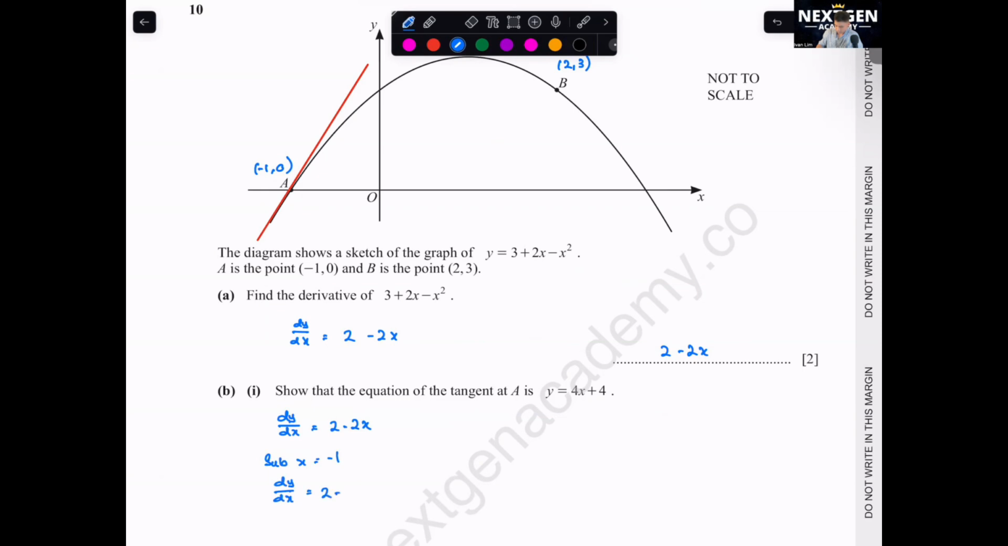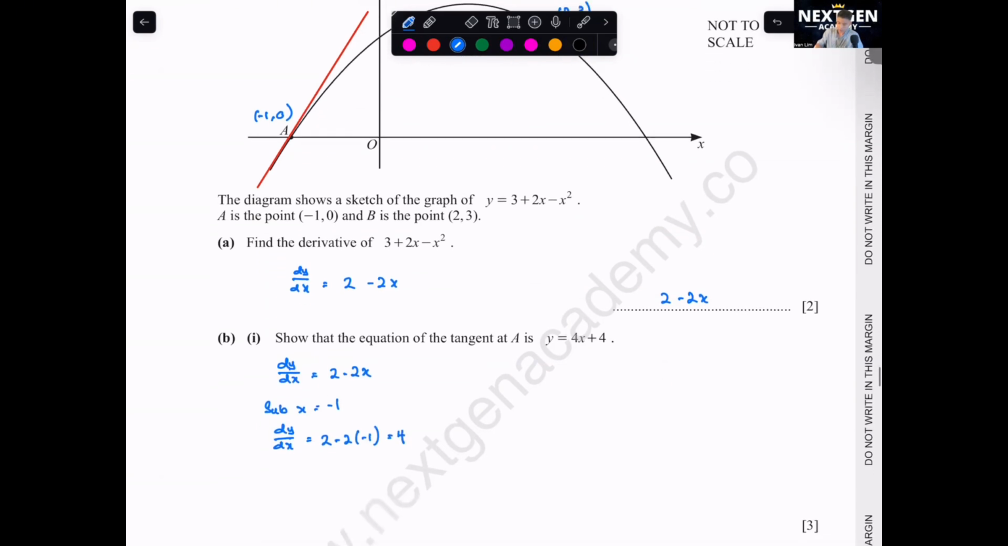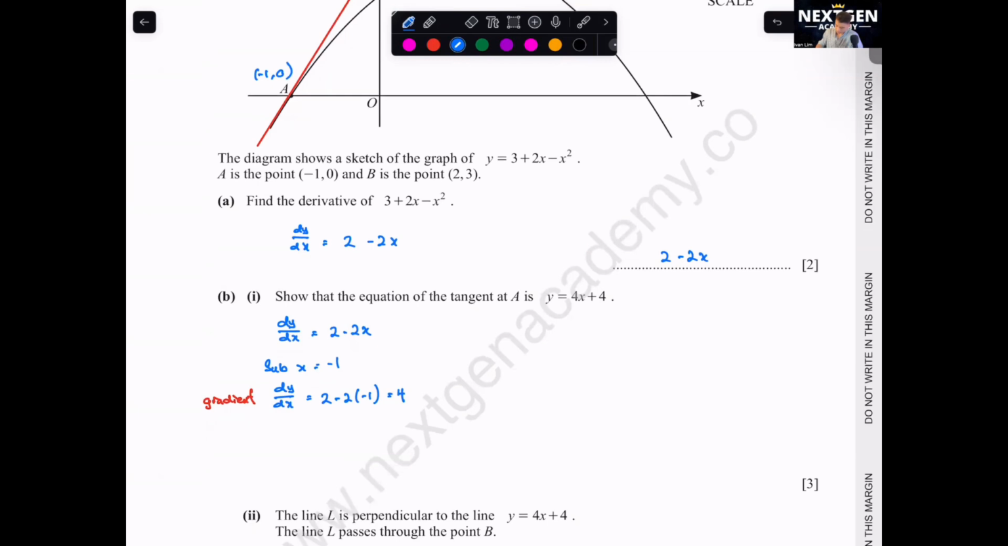So dy over dx is 2 minus 2 times -1, which equals 4. This represents your gradient, or m. For a straight line equation, we need to find m and we need to find c. So the next thing, we have here gradient equals 4, then your x and y, which is -1, 0.